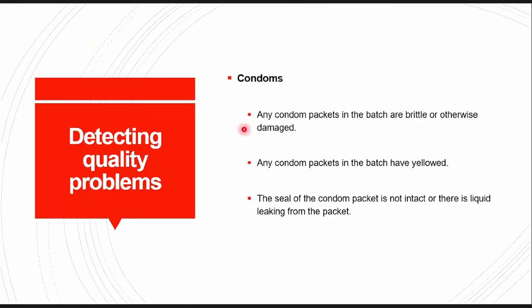For condoms, check if they are brittle or damaged, but mostly check if the lubricant is leaking. Normally the lubricant is mineral oil based. You can see the mark on the packet. So if you see a pack of condoms with a stain of oil, just know that they are not okay.